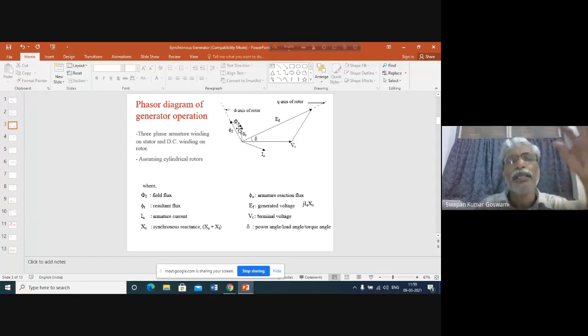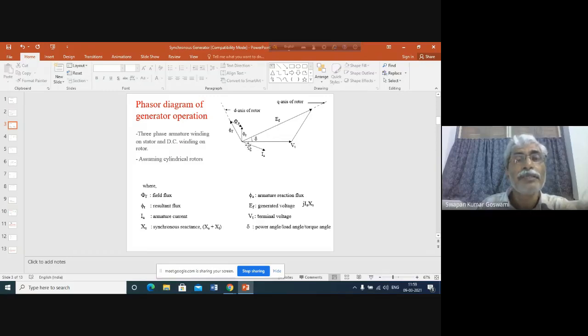Because as field current is increased, armature reaction is also increased. So delta also will change. How will the delta change? More field current means more armature current, so delta value will become lower. If you reduce the field current, then what will happen? What will happen to armature current if you reduce the field current? Armature current also will be reducing.